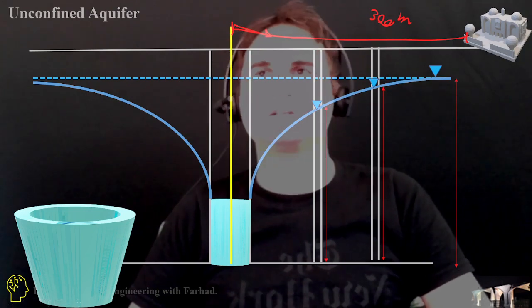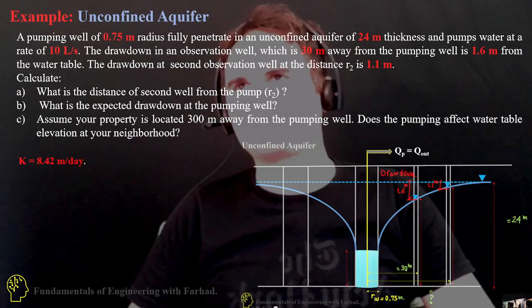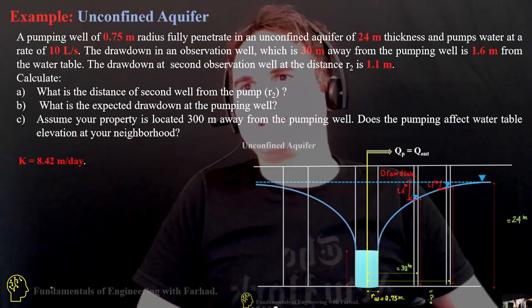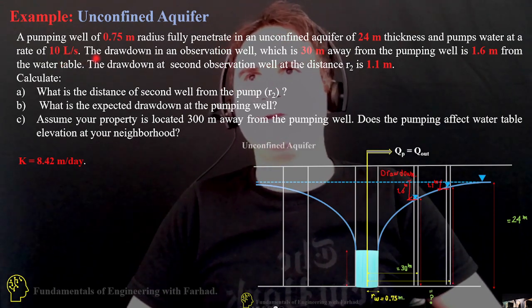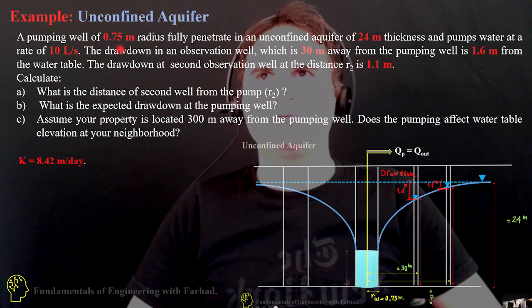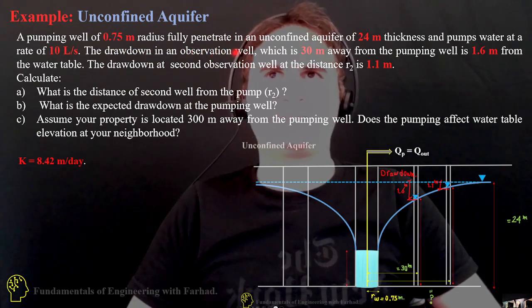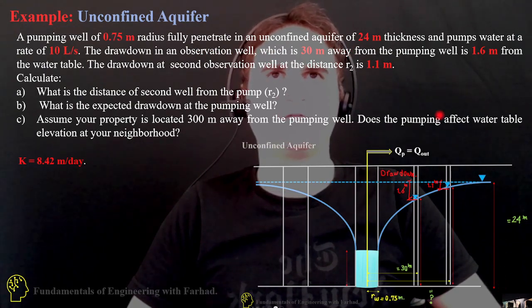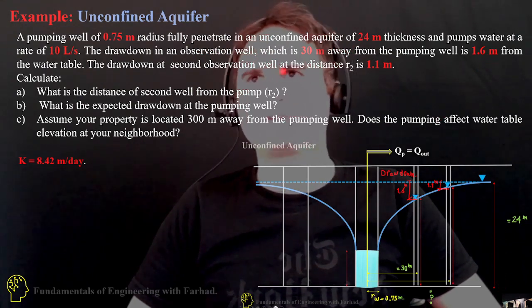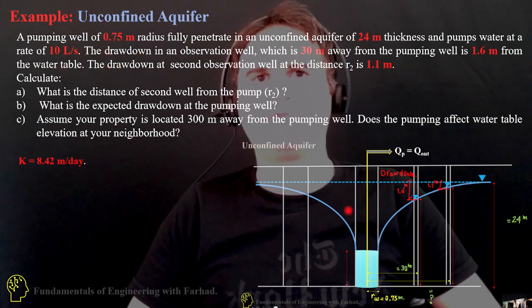Let's see how we can solve such a problem related to an unconfined aquifer. So let's jump to our problem. We have a pumping well with a radius of 0.75 meters, or 75 centimeters, fully penetrating an unconfined aquifer with a thickness of 24 meters, and it pumps water at a rate of 10 liters per second. We do have two observation wells.